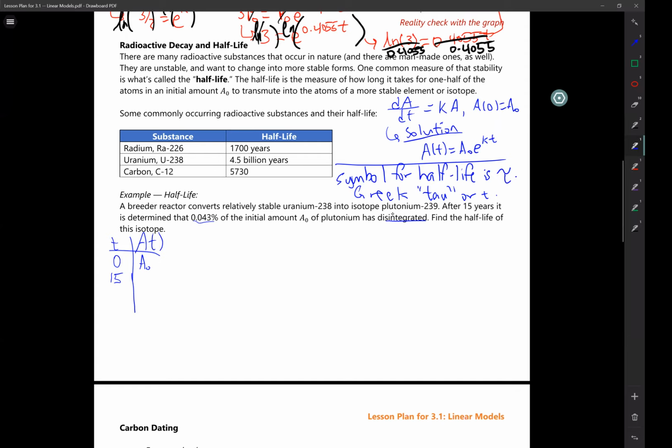What that means is that there is 100% minus 0.043% of the amount left, which you want to make sure you do right. That's going to give me 99.957%.